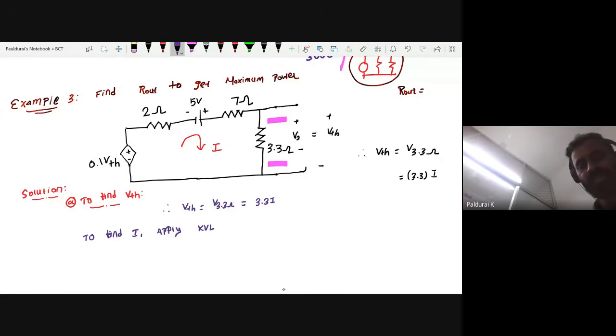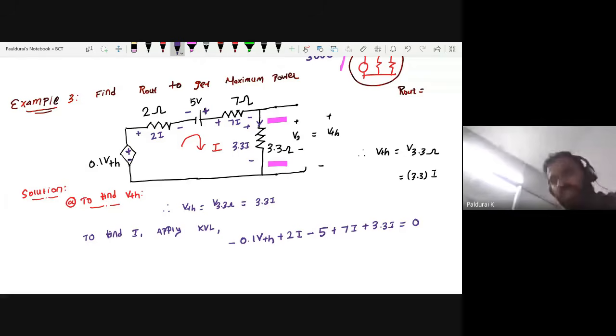Applying KVL: minus 0.1 times VTH, plus 2 times I, plus 5, plus 7 times I, plus 2 times I, plus 3.3 times I equals 0. Got it? That is a simple application of KVL.